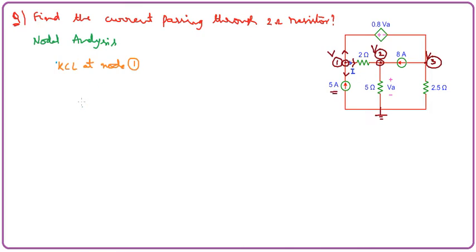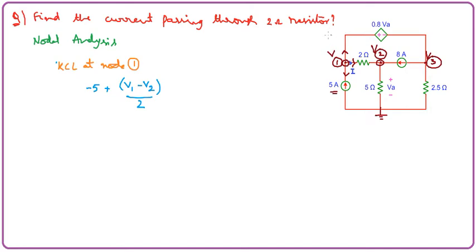So I can say one thing: this is minus 5, and the next one is minus 5 plus (V1 minus V2) divided by 2, that means this current, capital I. And one more current is passing from V1 to V3. Actually this is a voltage source, so we are unable to find the current passing through this voltage source. So what do we need to do? This is the problem here.